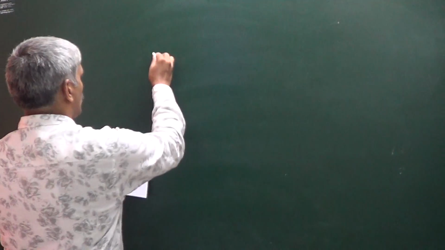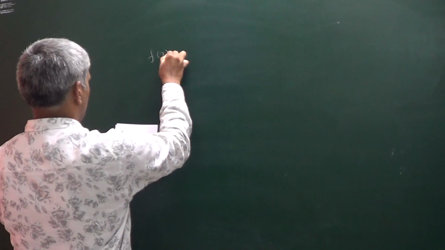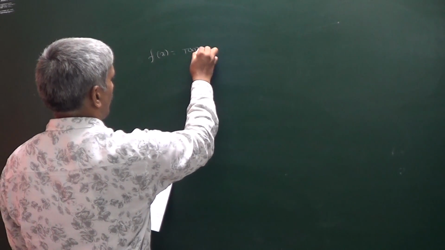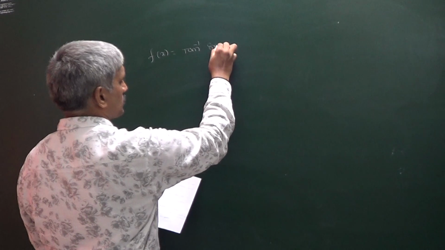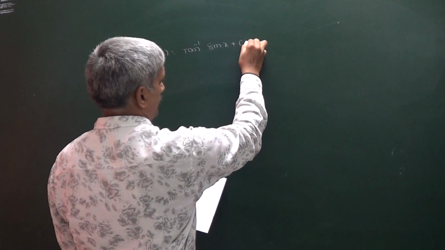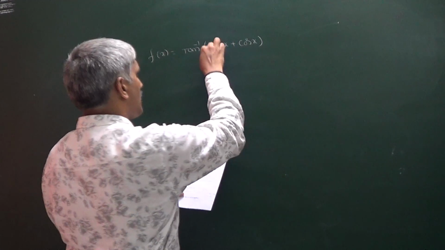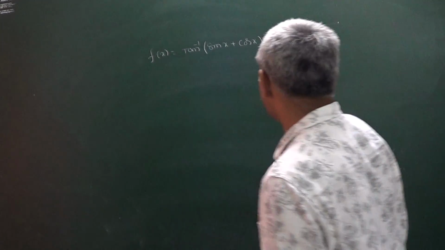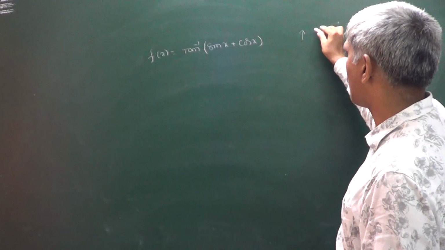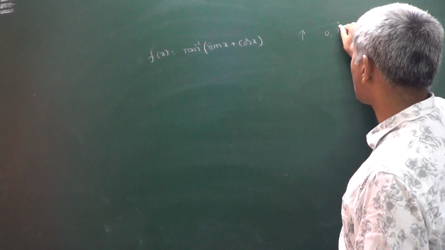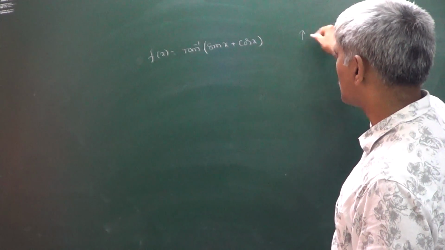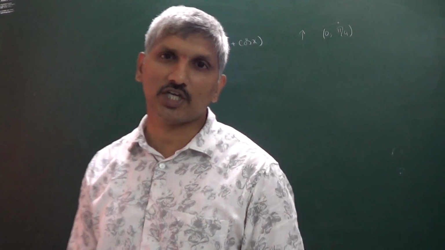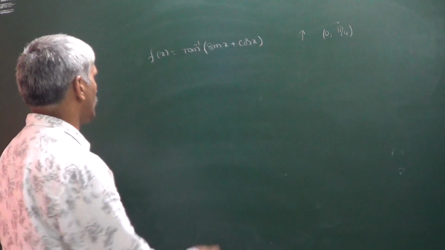So this is the another question. F of x is equals to tan inverse of sin x plus cos x. F of x is equals to tan inverse of sin x plus cos x is a strictly increasing function in the interval 0 to pi by 4. This function is strictly increasing function in the interval 0 to pi by 4, we have to show.